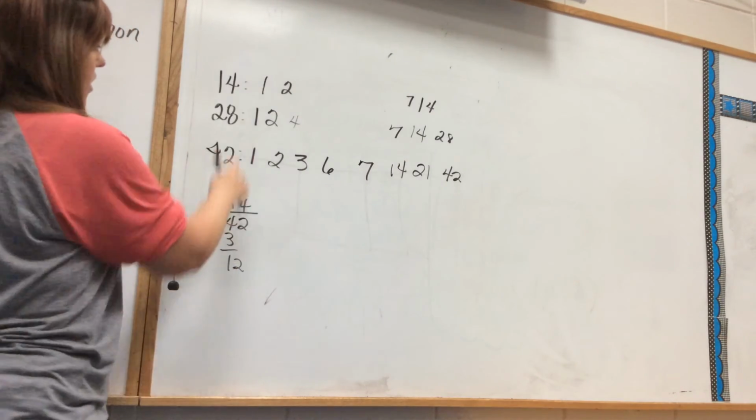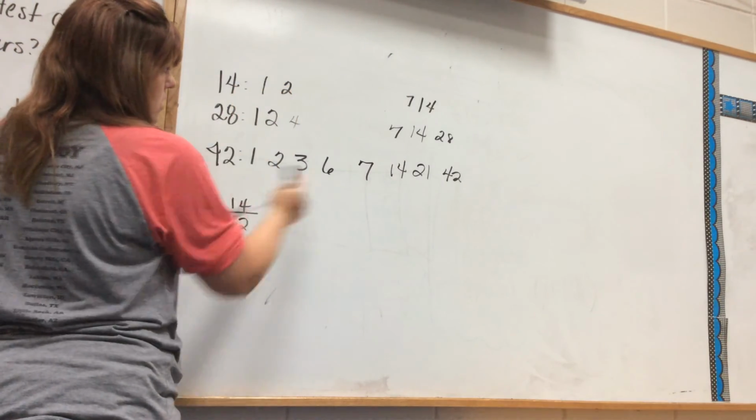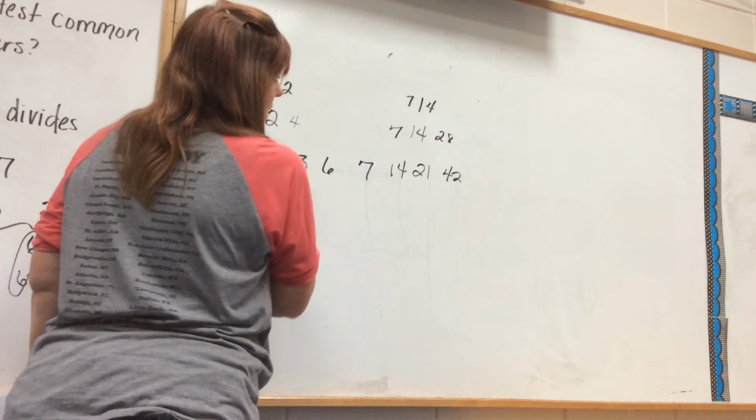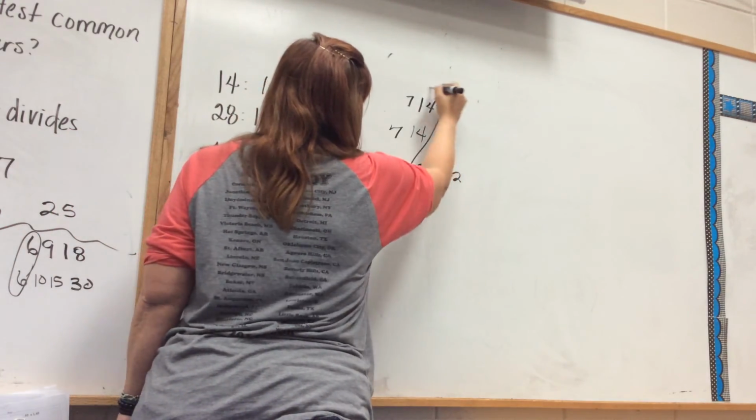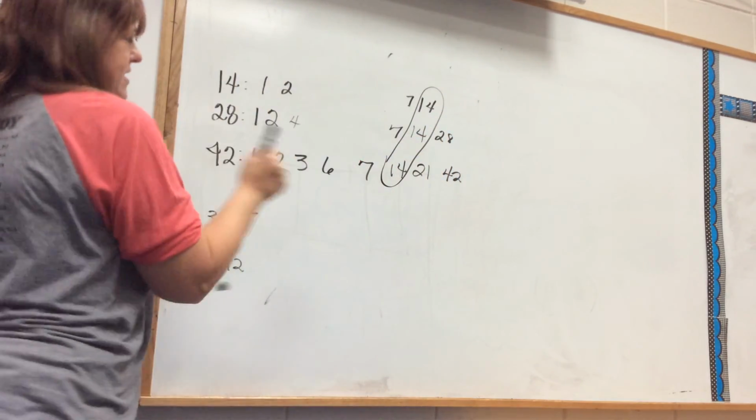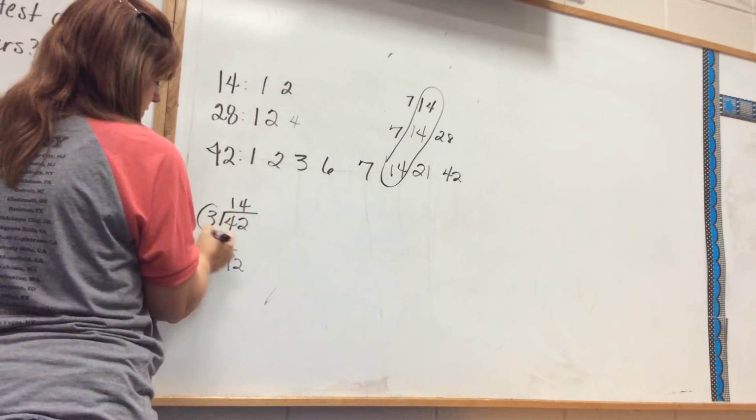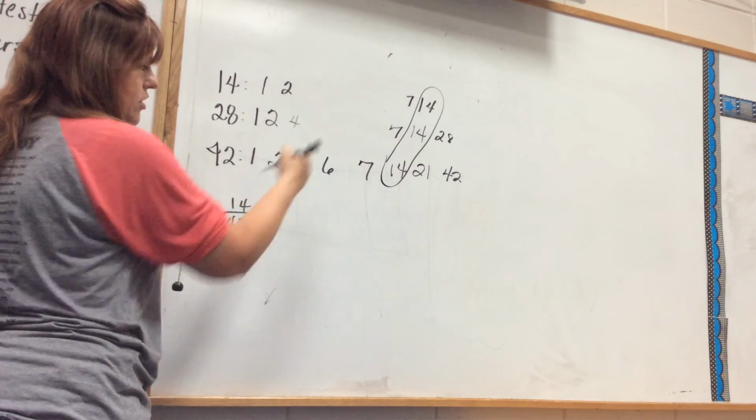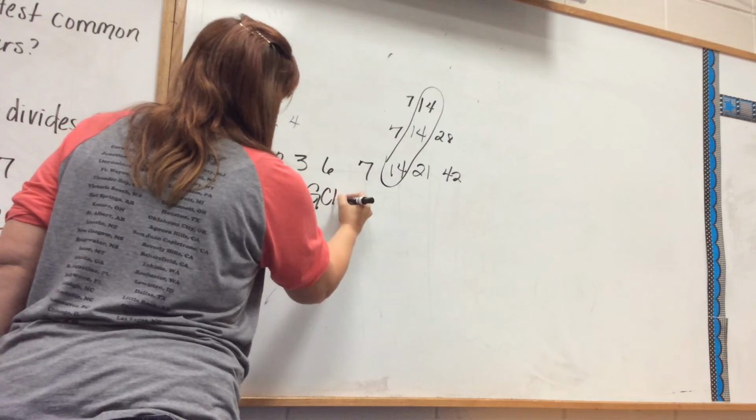So let's look at what they have in common. 1s, 2s, 7s, but my highest is 14. I could have easily missed out on that if I hadn't divided by 3 to see what that was. So GCF here is 14.